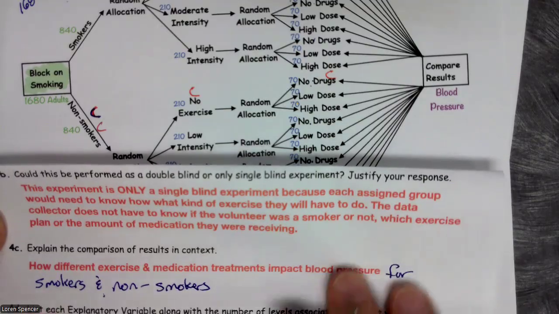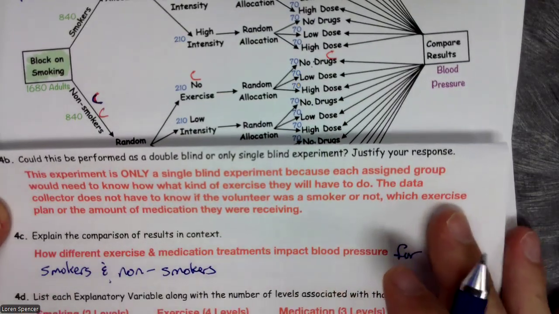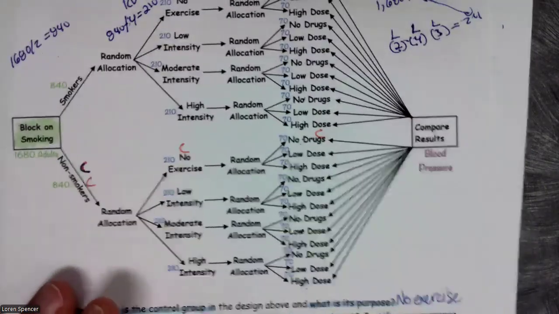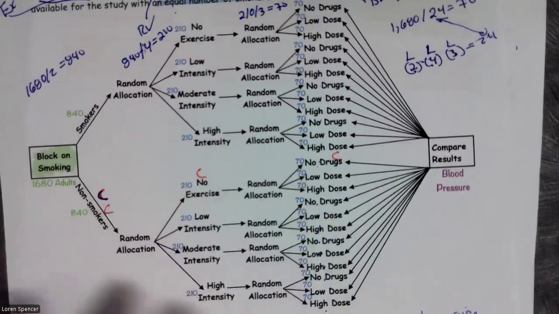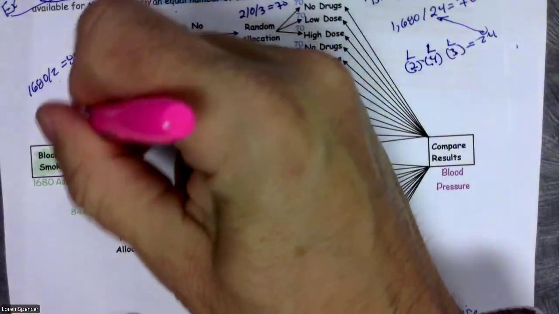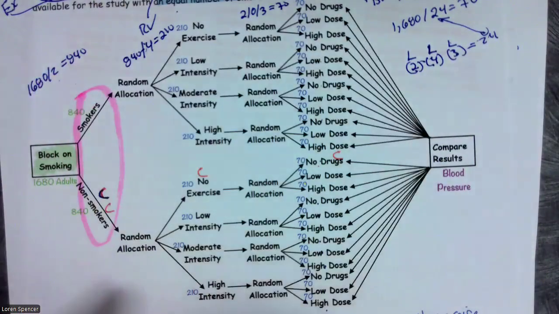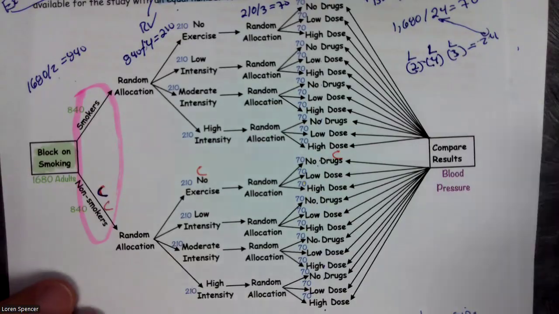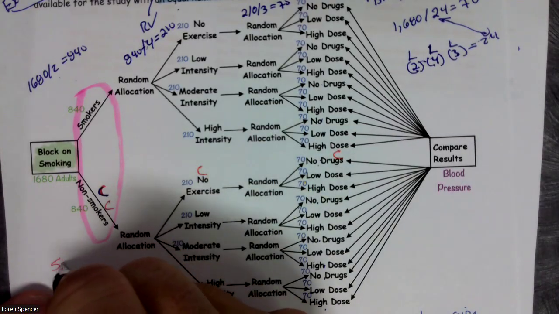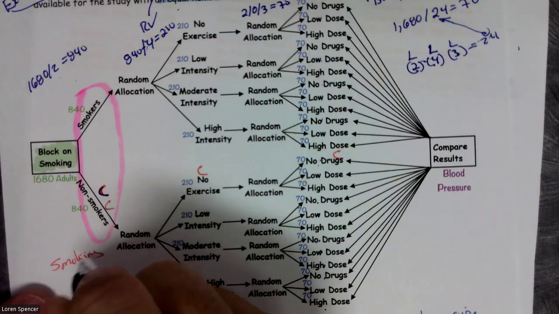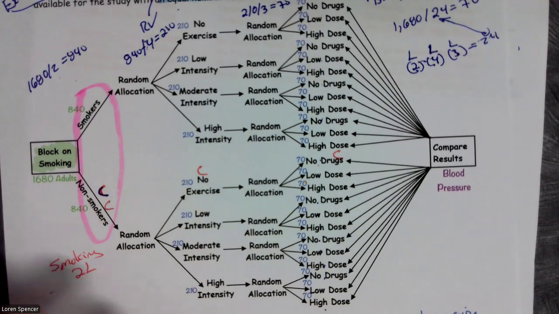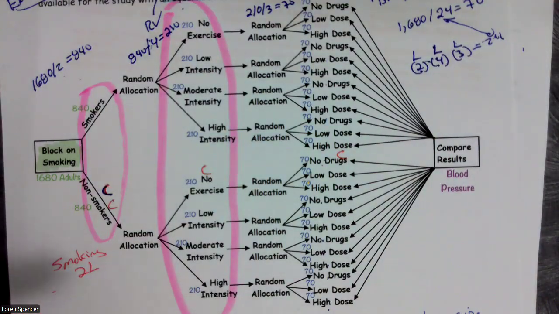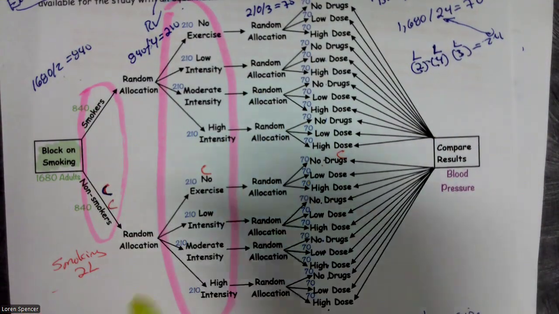Which lists the explanatory variables along with the number of levels? Well, how often did it divide? Where was the first place it divided? It divided right here. So I'm going to call that my smoking variable. And it only has 2 divisions, so that means it has 2 levels. The next time it's split right here, but each group is the same, and I only need to count one of the groups.